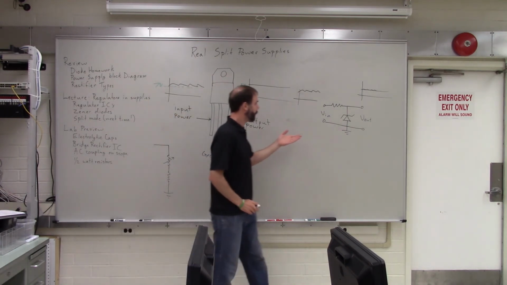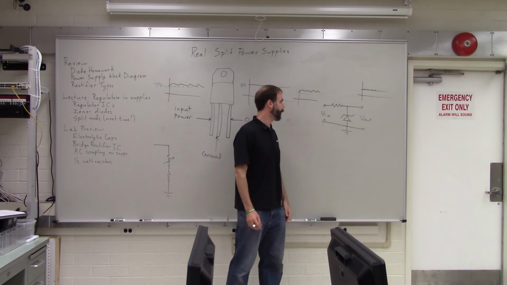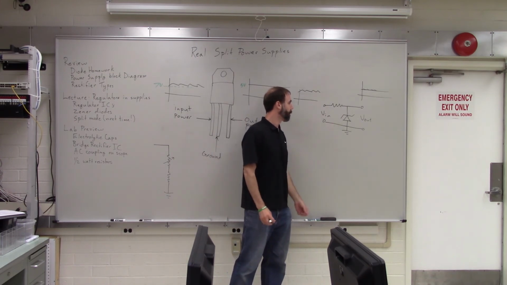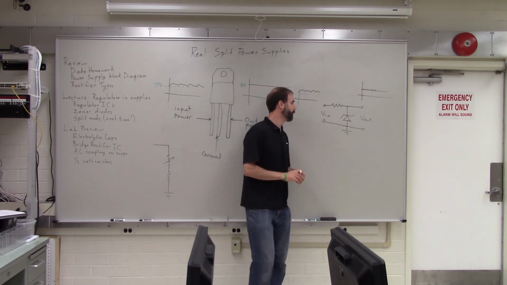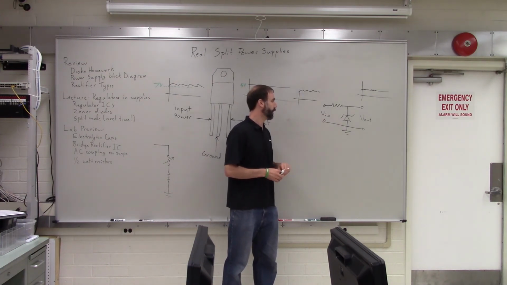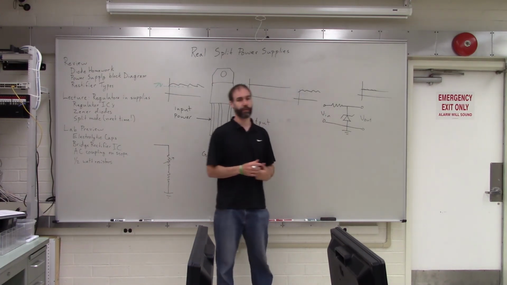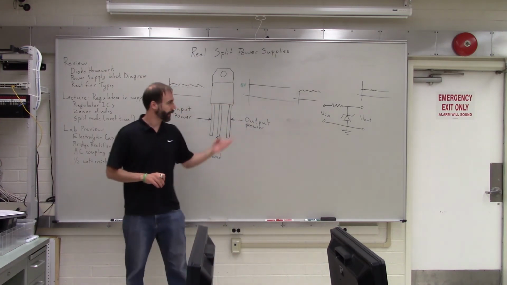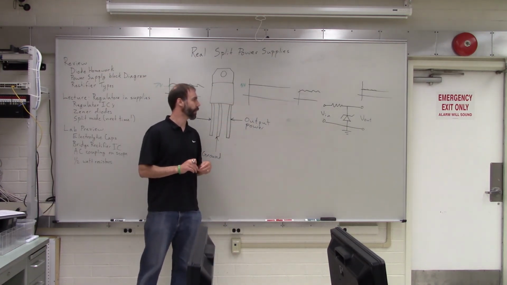On the other side, Zener diodes are pretty cheap. So if you just had a very simple circuit, and you didn't need a lot of power, then you could use a Zener diode. Also, Zener diodes are often used as references.